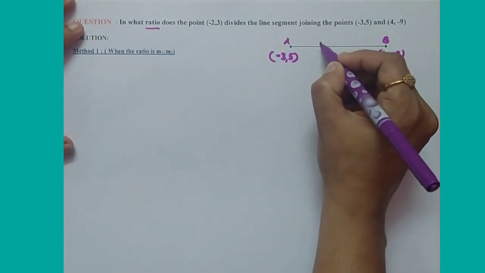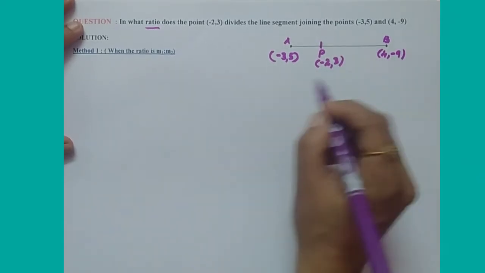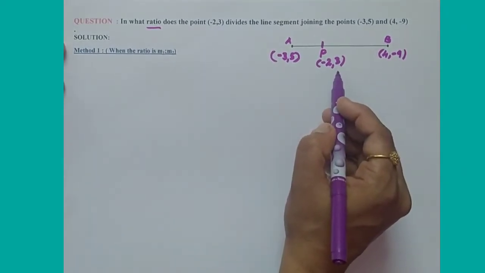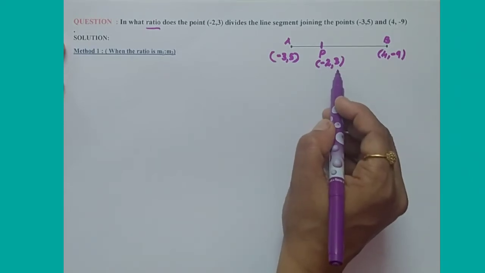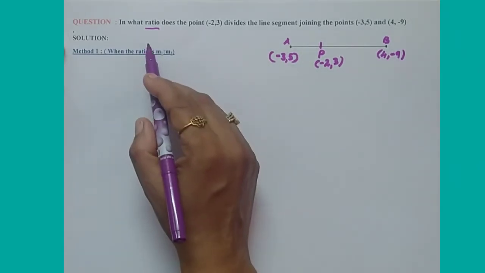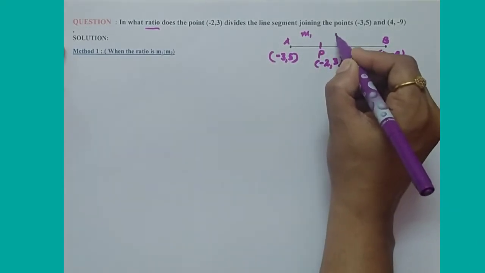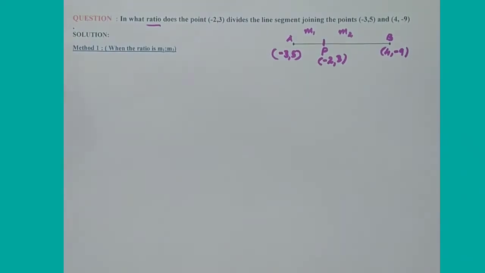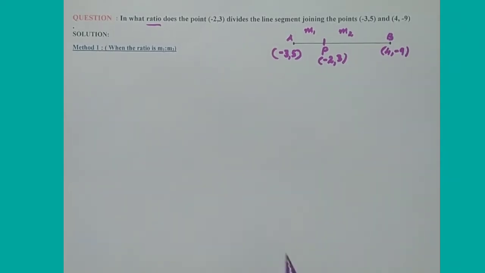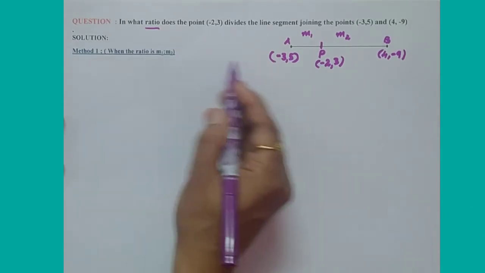So the point P has the coordinate given in the question as (-2, 3). Our section point P has the coordinate (-2, 3) and divides the line segment joining these two points. You need to find the ratio. I am going to take the ratio as m1 is to m2. Two methods are here. I am going to take the first method, in which the ratio can be taken as m1 is to m2.